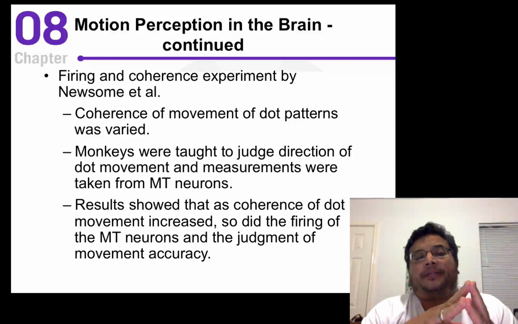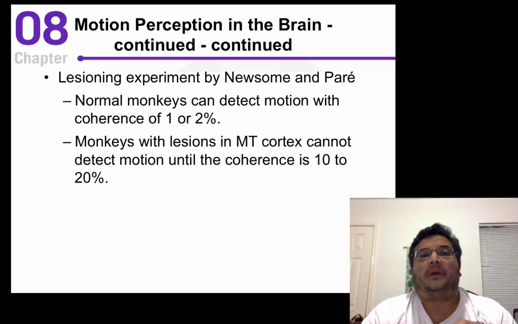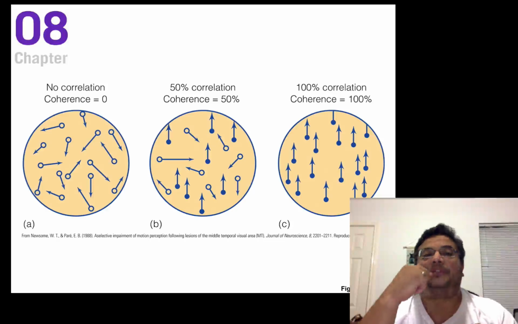So Newsome et al. did some experiments with what he called coherence, looking at the behavior of these medial temporal neurons. Now, the hypothesis was that the more coherent movement that you can see, the more of a movement pattern that you can see, the more the medial temporal neurons will fire. All right, so basically, let me show you the coherence experiments.